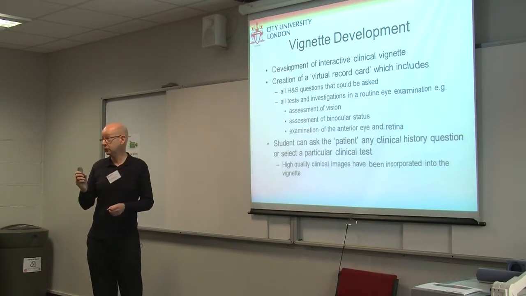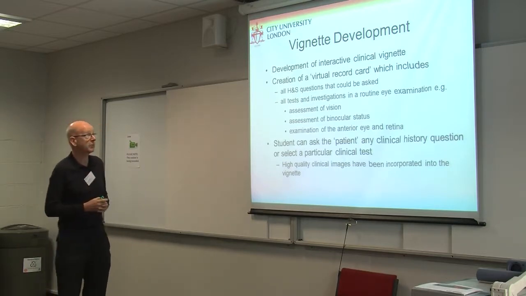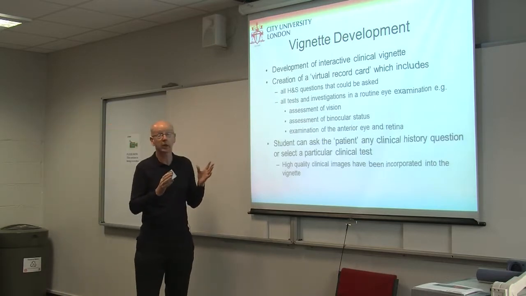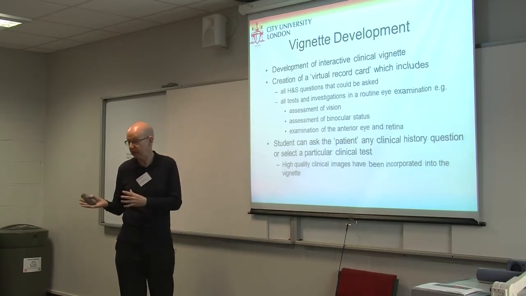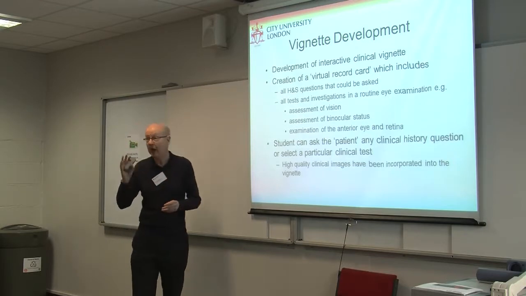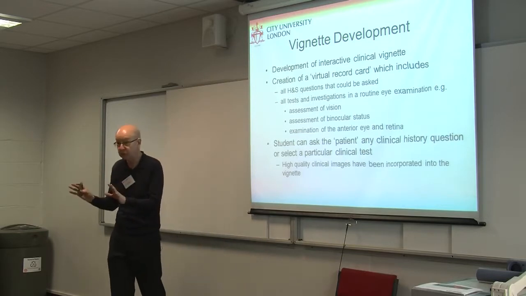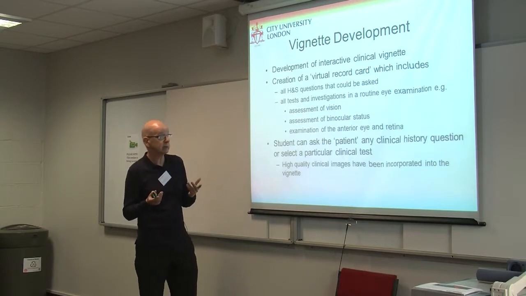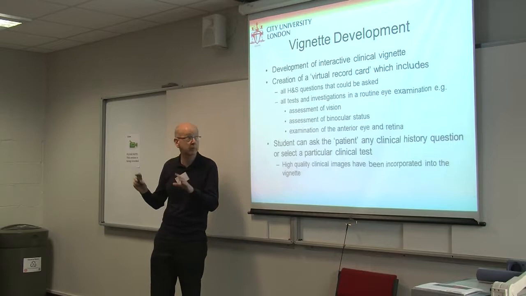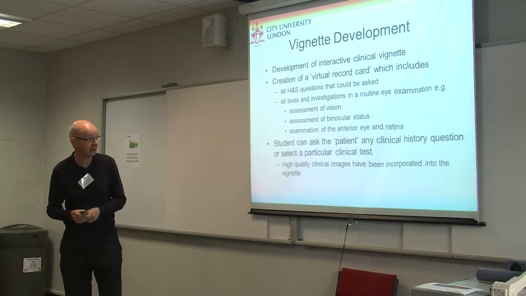With the help of Beiju Shah, our wizard computer operator and programmer, we developed our vignette, and we've got other vignettes in the pipeline. It's a virtual record card, and in it we've tried to include all the possible history and symptoms questions that could be asked by a clinician, and every single test that could be carried out in a routine eye examination. Now, not all of them would be done on everyone, but we've tried to include everything. Assessment of vision in various ways, assessment of binocular status, how the two eyes work together, and examination of the front of the eye and the back of the eye to make sure it's healthy.